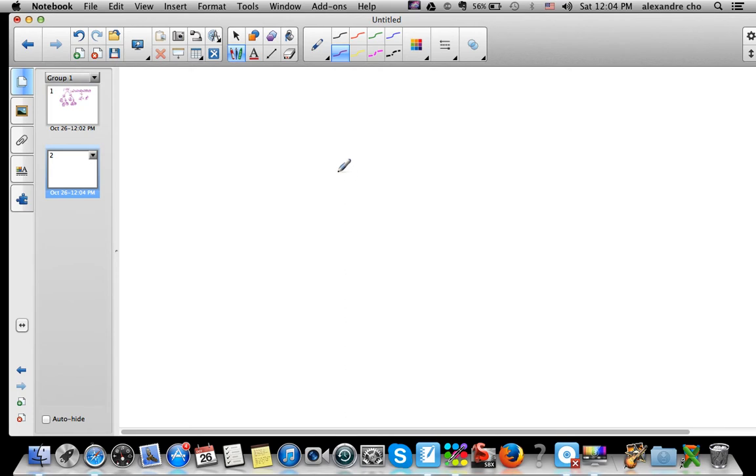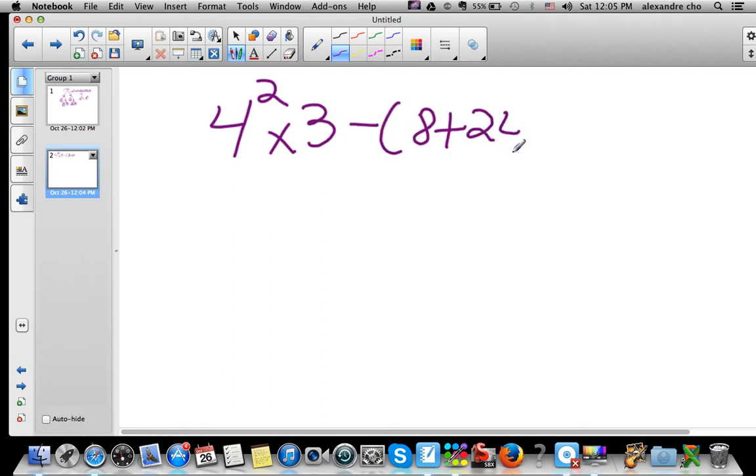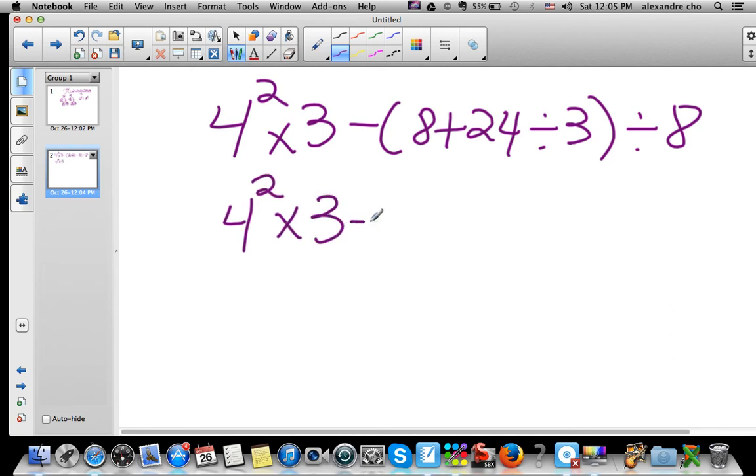Next one, simplify. Ooh, order of operations. 4 to the 2nd times 3 minus (8 plus 24 divided by 3) and then divided by 8 again. Yikes. Alright, so order of operations says we do the parentheses, so let's ignore everything else. Copy that. We're not going to work with that. Copy the 3 minus, and let's do inside the parentheses.